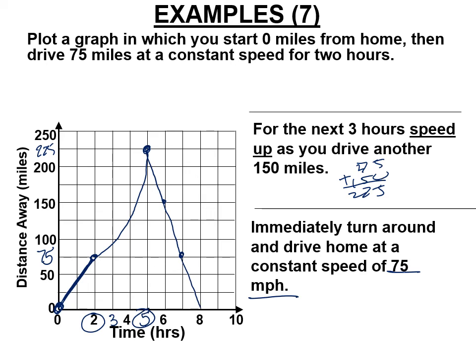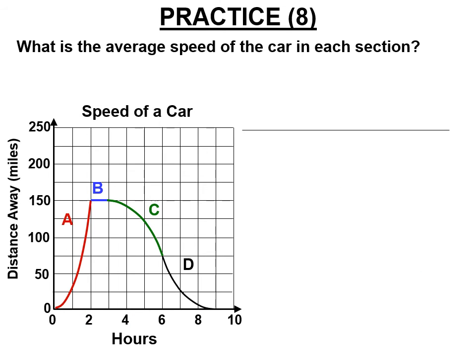Oh, and that works out. And you get home at 75 miles an hour. It's going to take you 3 hours exactly to get home. And you're back home in 8 hours. All right, let's find the average speed in each section. Right, A is 150 in 2 hours. This should be old hat by now. 75 miles per hour. Section B, right, should be the old 0 miles per hour because we're flat.